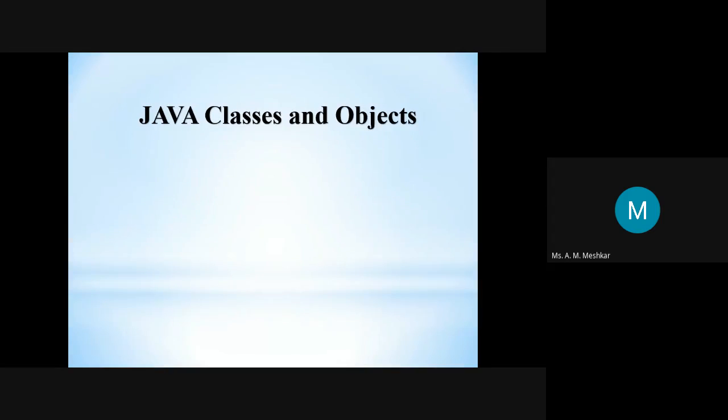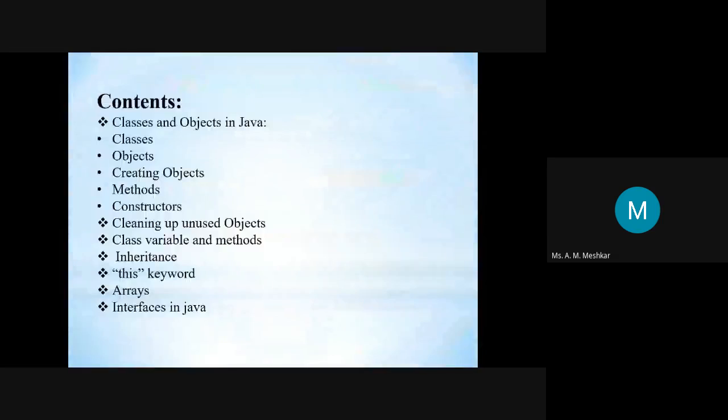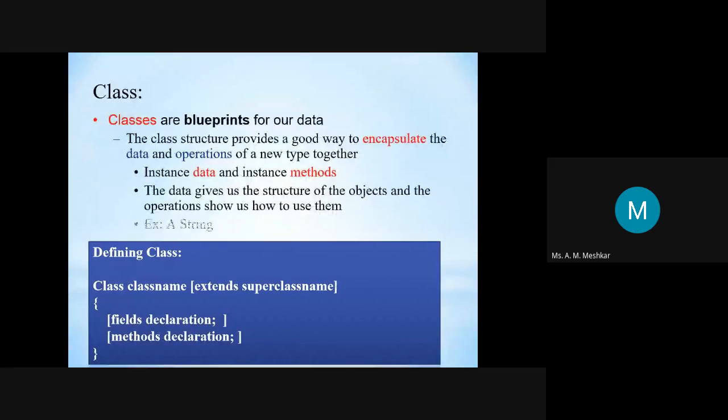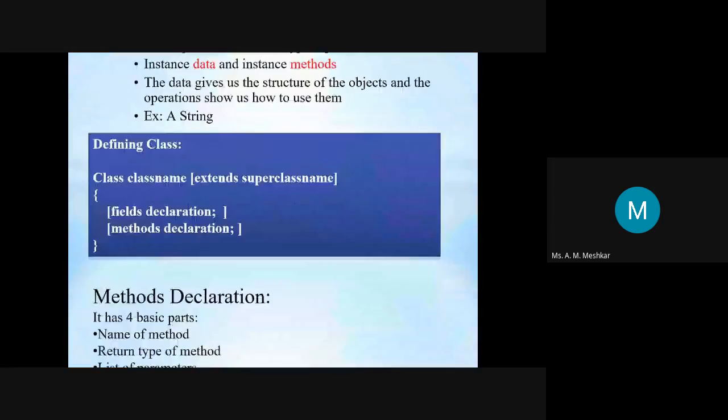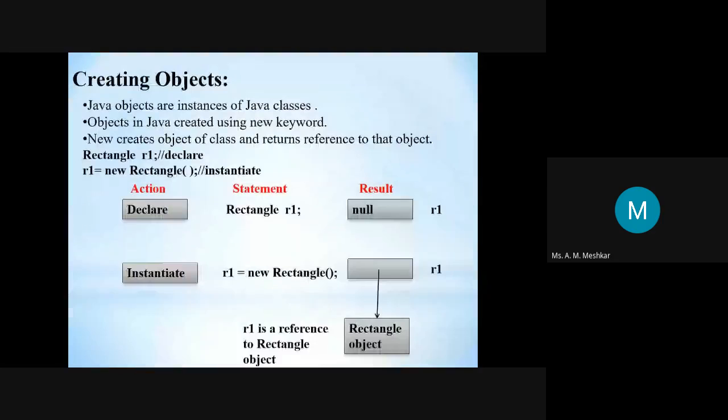Hello students. In this presentation, let us see the remaining topics from the sixth unit. We have already started the Java classes and objects. In that, we have seen what is class, syntax of class, method declaration, fields declaration, how do we create objects, and what are the differences when we create objects in C++ and when we create the objects in Java.